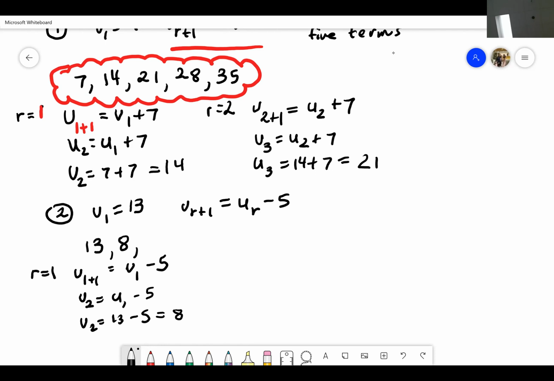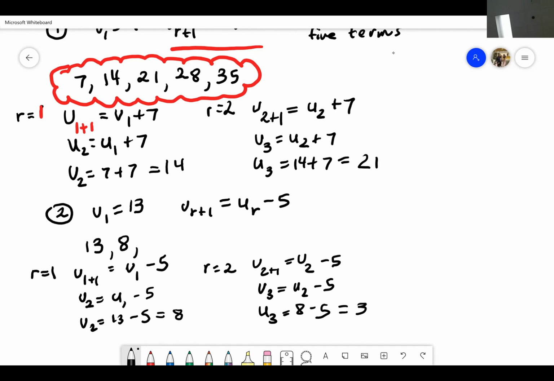Now you continue. r equals 2. u of 2 plus 1 equals u of 2 minus 5. You could tell now what the rule is. I mean, you could see it. It's just repeating the same thing that we did in the previous one. u of 2 is simply just 8 minus 5, and you're just going to subtract.